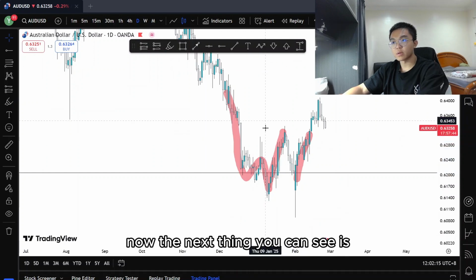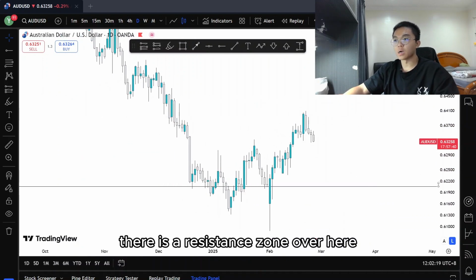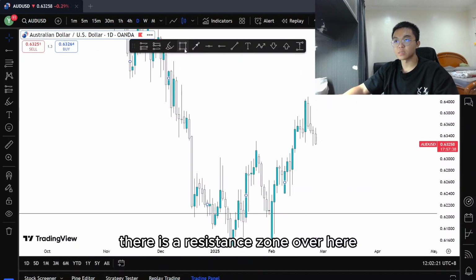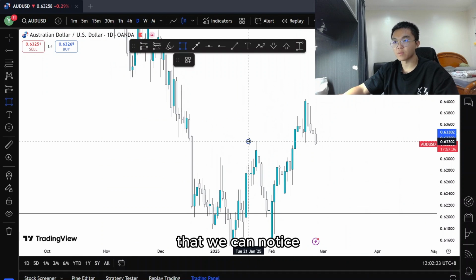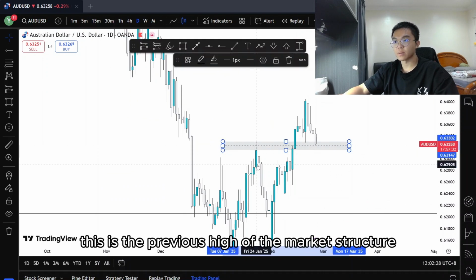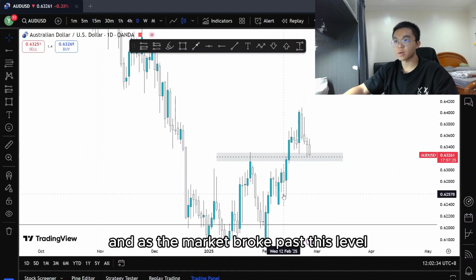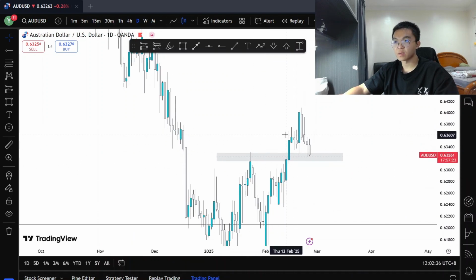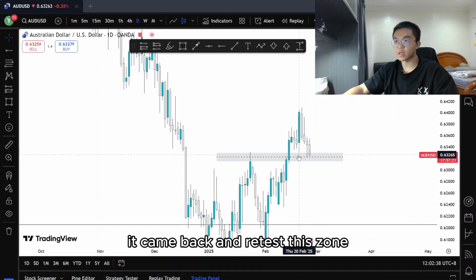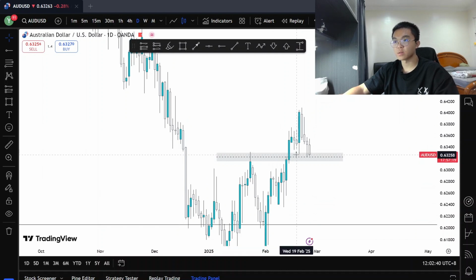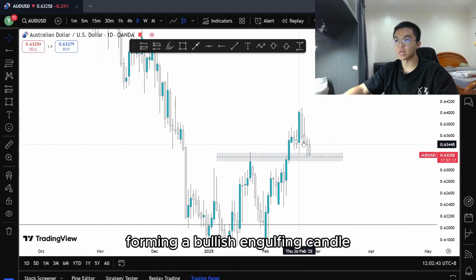Now the next thing you can see is there is a resistance zone right over here that we can notice. This is the previous high of the market structure, and as the market broke past this level, it came back and retested this zone, forming a bullish engulfing candle.